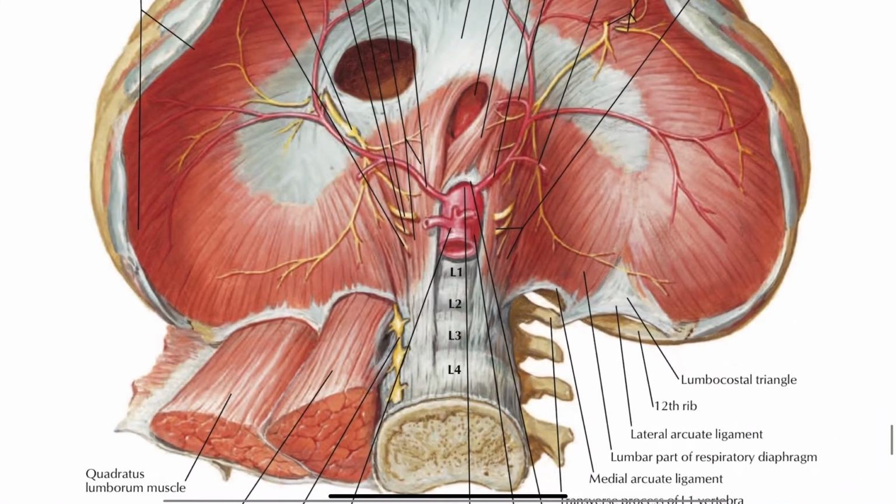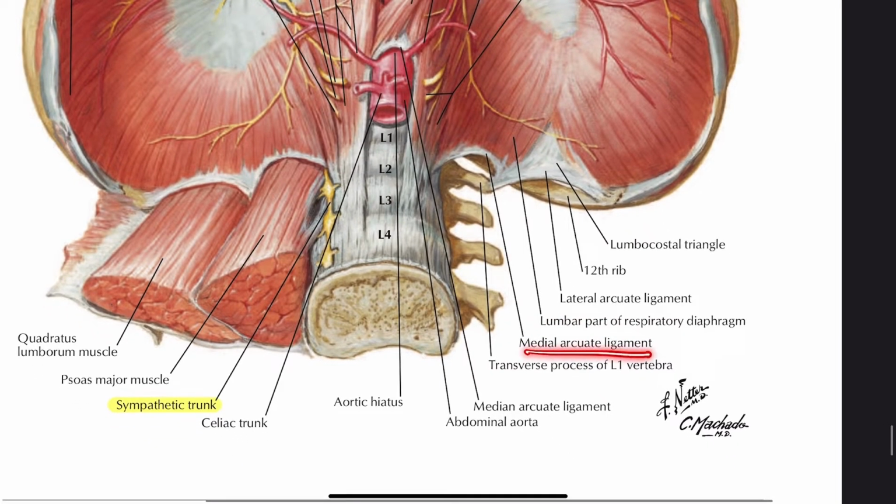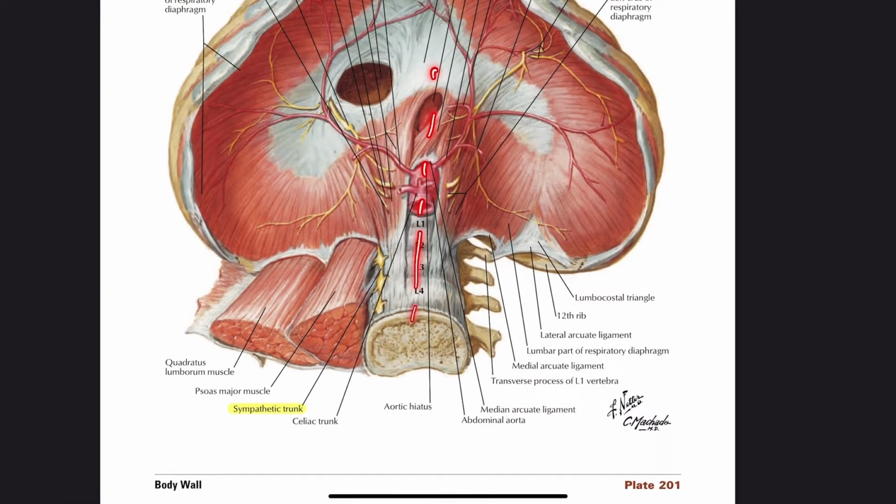So yeah, these were the major structures. Here you have the medial arcuate ligament, the median arcuate ligament, the lateral arcuate ligament, and this triangle here is known as the lumbocostal triangle. Here you can see the 12th rib also, the lateral arcuate ligament, the medial arcuate ligament. Please don't confuse the medial arcuate ligament with the median arcuate ligament. Median arcuate ligament, as the name suggests, will lie in the midline.